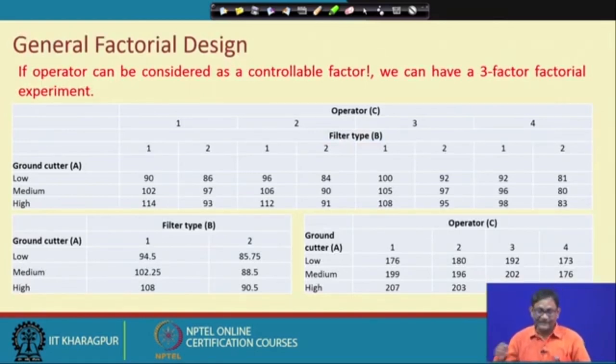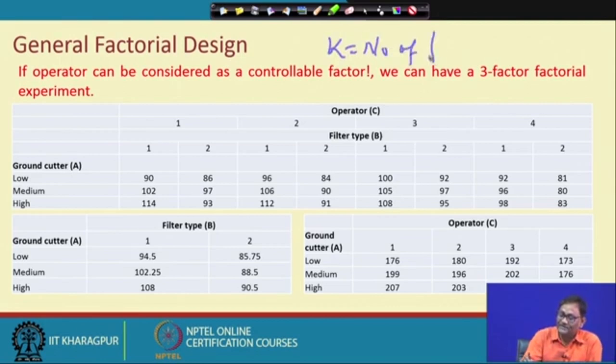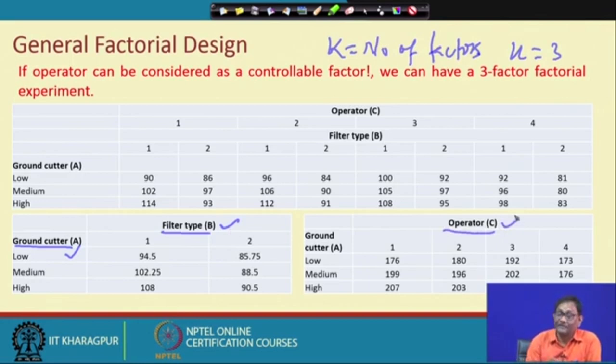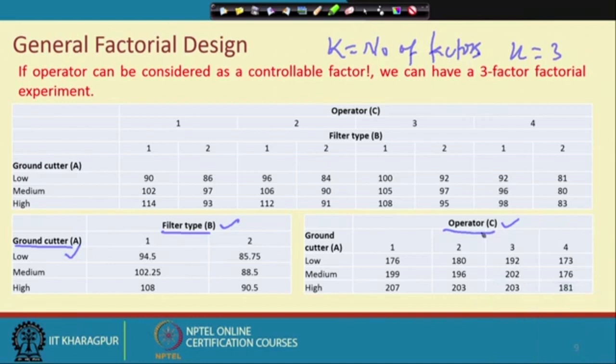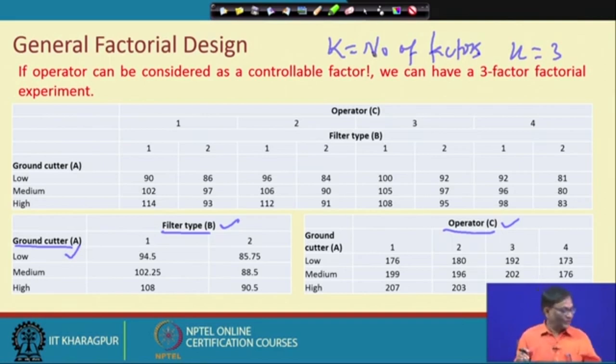Then come to the general factorial design. That means, suppose you have k number of factors. If k equal to 3, then we can say ground clutter is A, one factor, filter type B another factor, maybe operator C another factor. These are all controllable factors we are considering. So, here we assume that operator can also be controlled. In this case you will have a general factorial design. So, I say k number of factors are there.